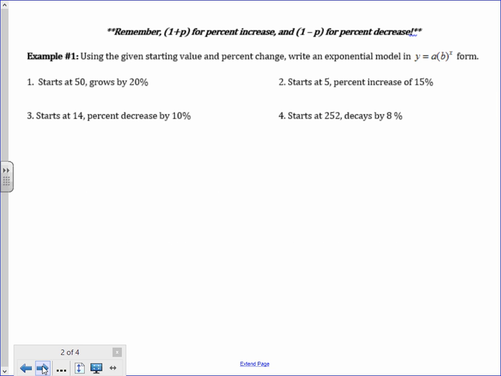Remember that if we're going to have percent increase, I'm going to be using 1 plus p and 1 minus the percent for percent decrease. So let's just start by being given a starting rate and writing an exponential equation that grows or decreases by a given amount. So we're going to start by saying that I have an exponential function that starts at 50, which means 50 is the first number you write down, and grows by 20%. Now when it grows, we just said that we're going to write that exponential as 1 plus the percentage, which they told me was 20. So 1 plus 0.20 to the x power.